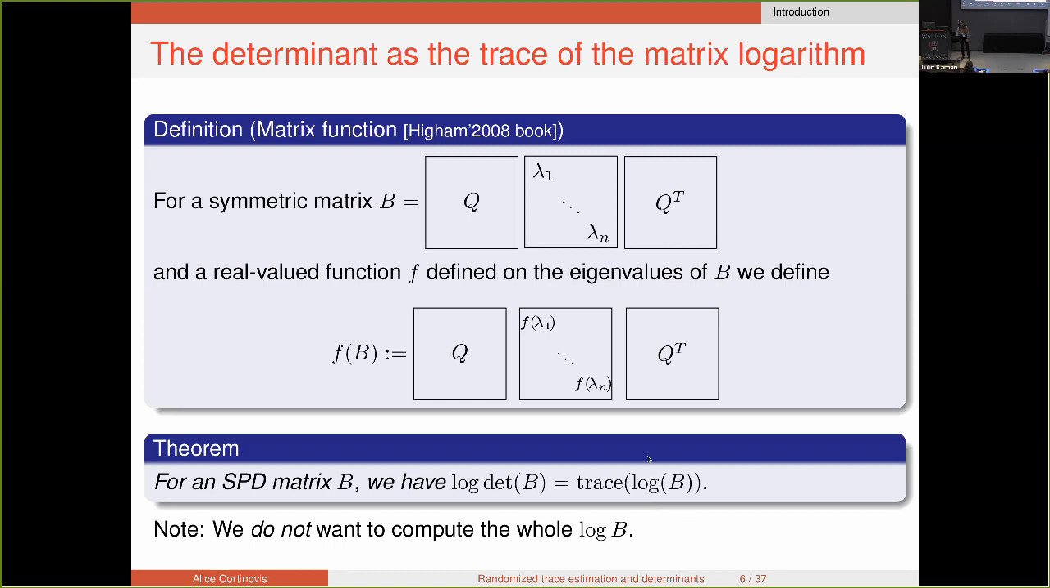Note that this may seem unnecessarily complicated at this point, because in general, computing a matrix function like this one still has cubic cost in the size of the matrix. But the trick is that this randomized trace estimation algorithm will not need to compute the whole matrix logarithm of B.